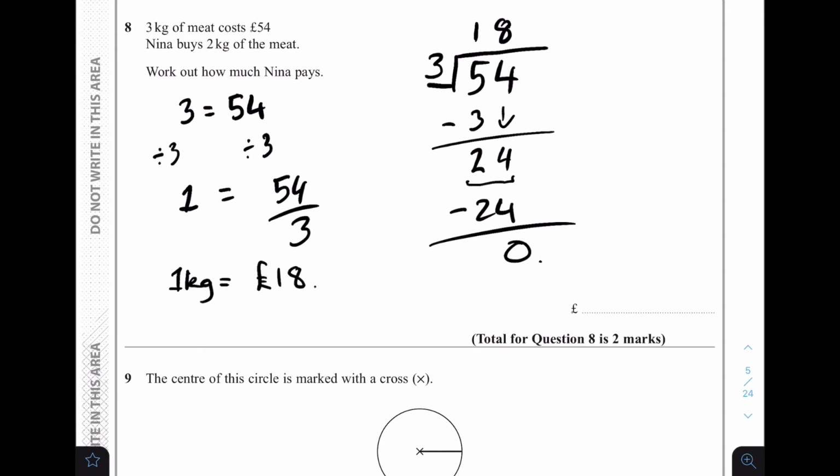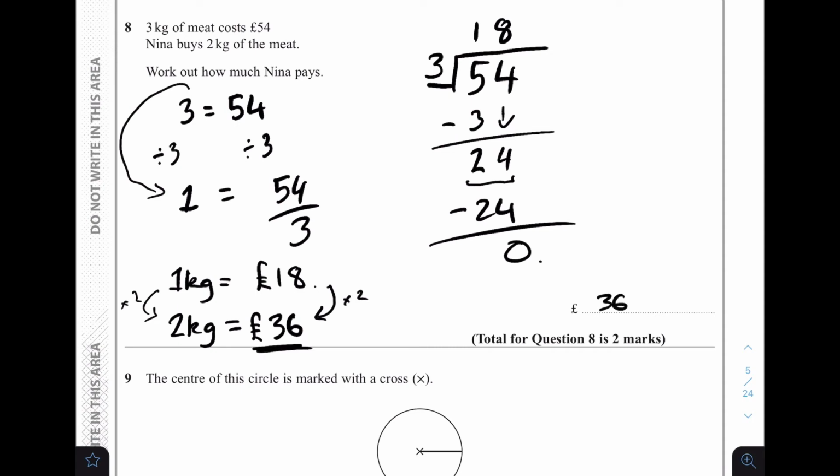Now, if we want to work out 2 kg, similar to what we were doing here to get to 1, we want to multiply by 2 here. So similarly, we'll multiply by 2 here, and that will give us a total of 18 times 2, 36. And that's how much the meat for 2 kg will cost.